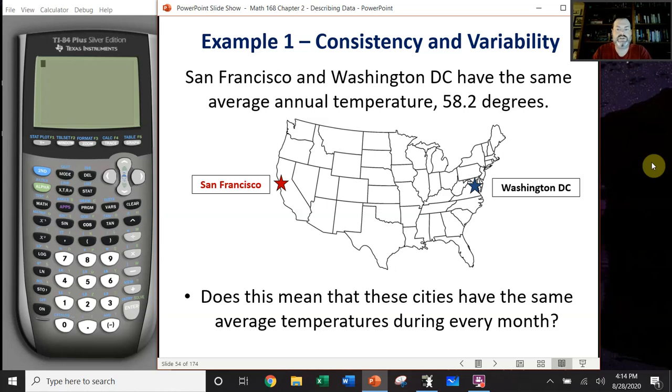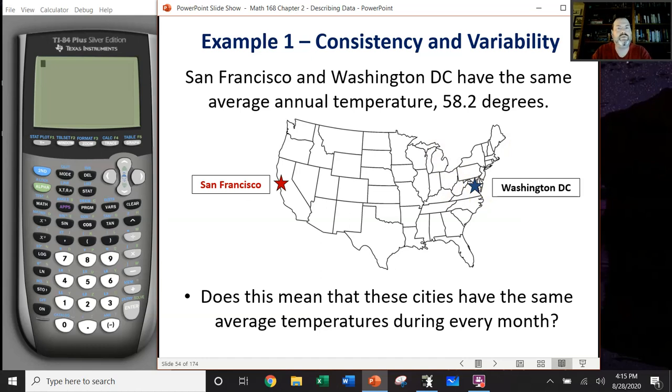So the open question at the bottom: the cities have the same average annual temperature. Do they have the same average temperatures during every month? So before we go to the next slide, just think about it. So in the summer, think about Washington, D.C., right? So it's pretty close to us, as you can see here, right? So the weather's going to be like us. It's a little bit hotter. So it gets pretty hot. San Francisco, does it get hot there? Right? It turns out it doesn't. It never gets above 85 degrees probably in San Francisco.